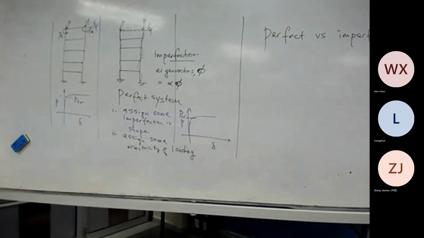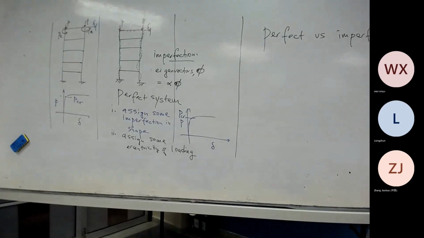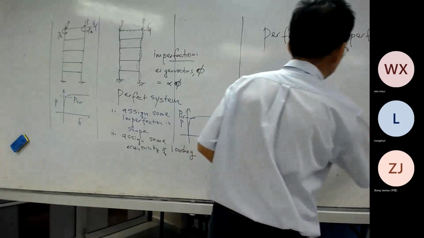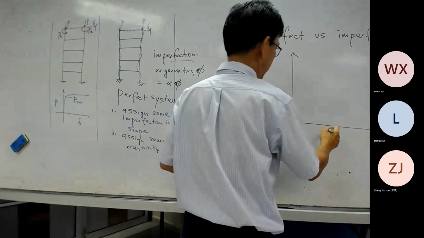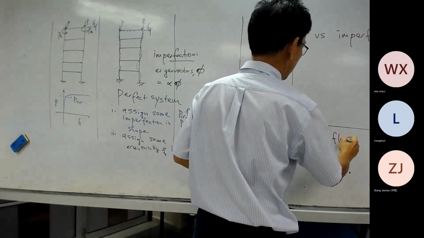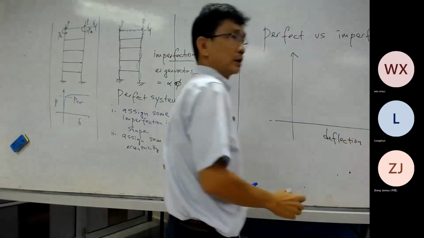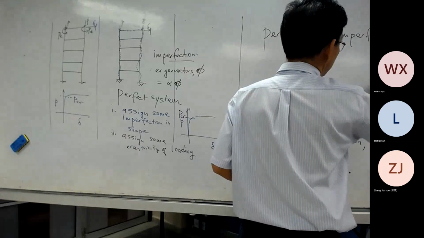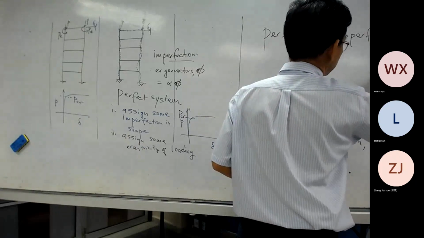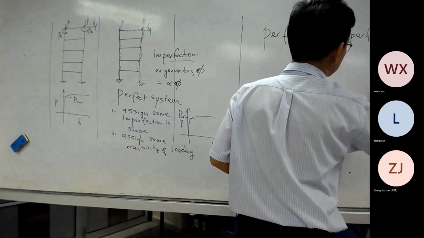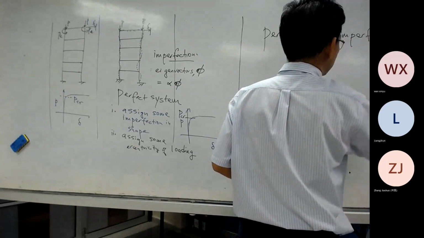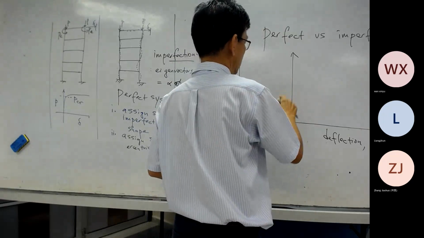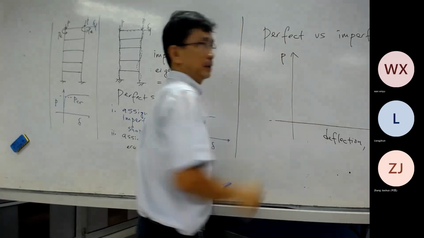be a structure by itself. If we plot this graph here, deflection, column, and this is P.